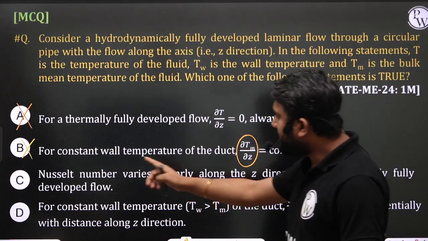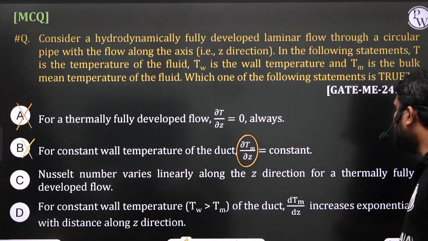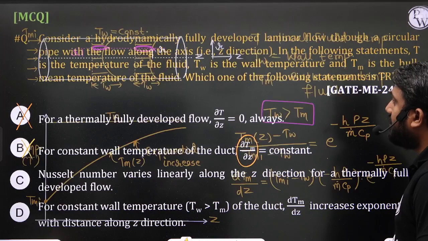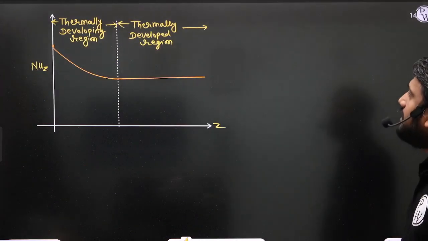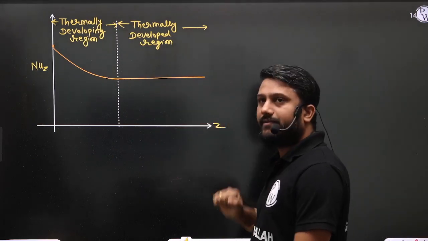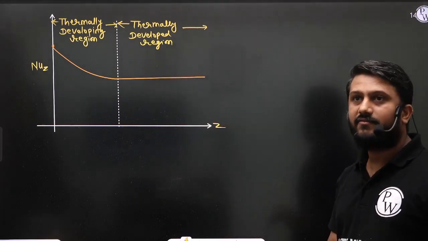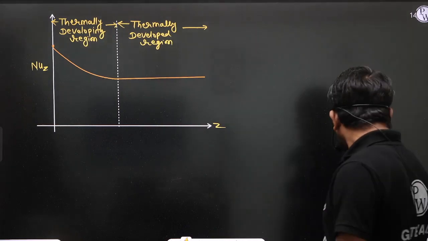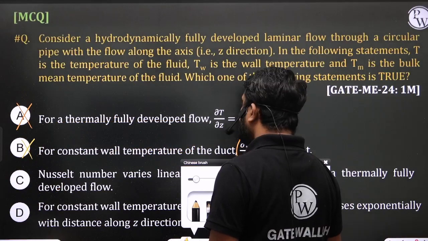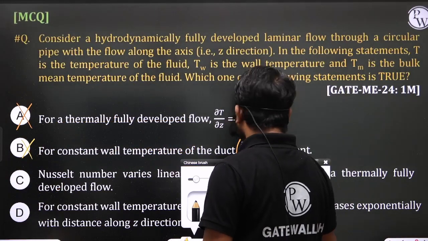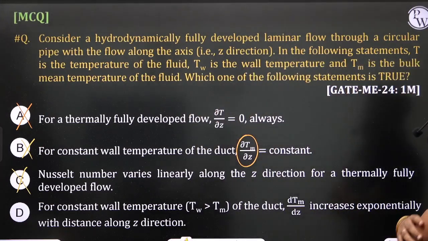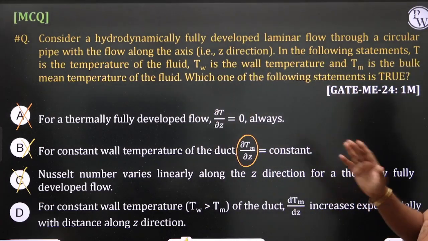Now option C says Nusselt number varies linearly along the Z direction for a thermally fully developed flow. Now if you see the Nusselt number variation, in the thermally developed region the Nusselt number value is constant. It does not vary with respect to Z. So option C is also wrong.